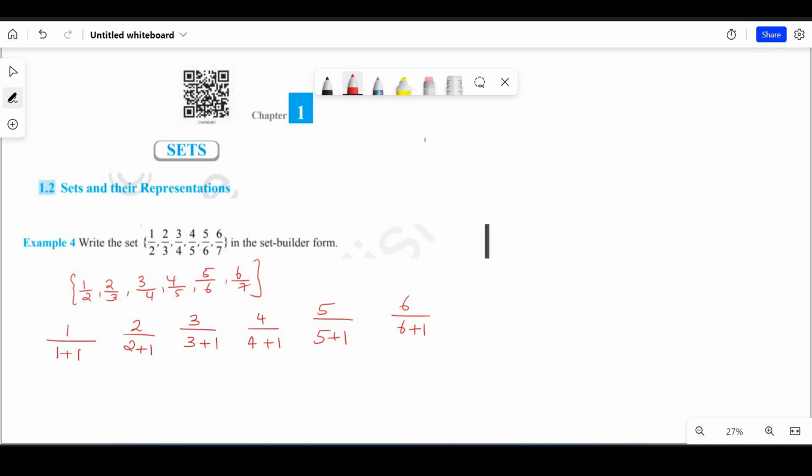So we can write the set. Let me suppose the set as A. A is the set of all x such that x is equal to n by n plus 1, something in the numerator and that numerator plus 1 in the denominator, where all these are natural numbers starting from 1 till 6, where 1 is less than or equal to n less than or equal to 6. Okay, so now let's move on to the next example.